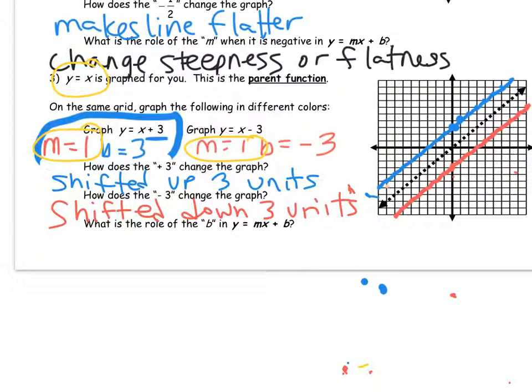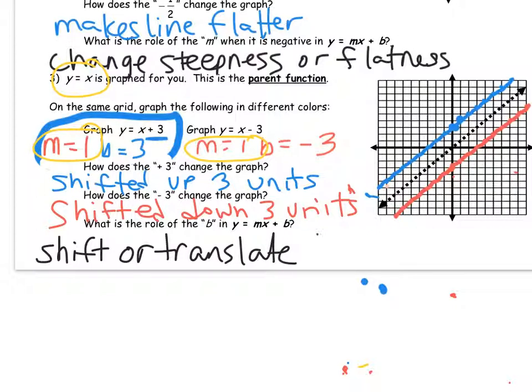So then the overriding question is, what is the role of b? What is the role of my y-intercept? Notice it made no change at all to the slope of my line. My line isn't steeper or flatter. The line is the exact same. All that b did was shift or translate. That's the other word you'll see all the time. Shift or translate the line up or down.